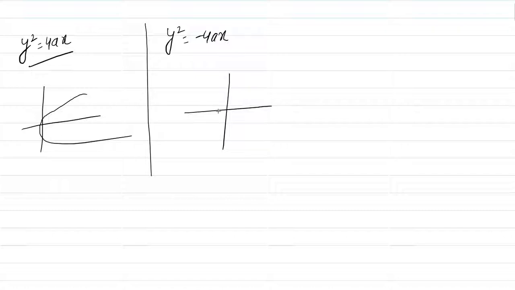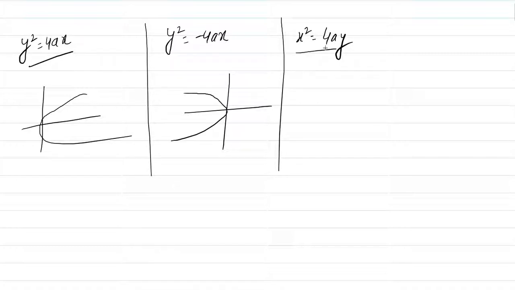So as we have seen here, y square equals 4ax is the equation of a parabola, which goes something like this. If I take y square equals minus 4ax, it will go like this. Now there is another parabola, which is x square equals 4ay. Whenever it is x square, it goes like this. I can derive this equation also.